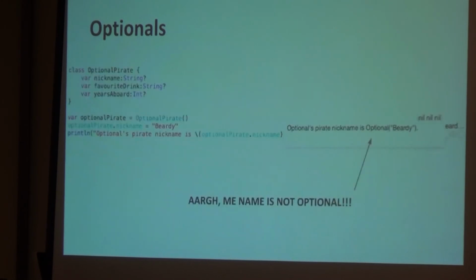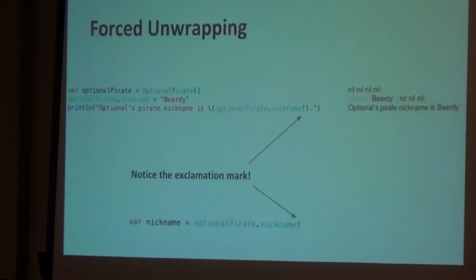And what does that mean? If we define our optional pirate class and say that the nickname, favorite drink, and all the other parameters are optional, that means that they can be nil. And if you try to display that optional nickname in a string, we see that we get an Optional with the name inside parentheses, and that's actually not what we wanted. So what can we do about it?